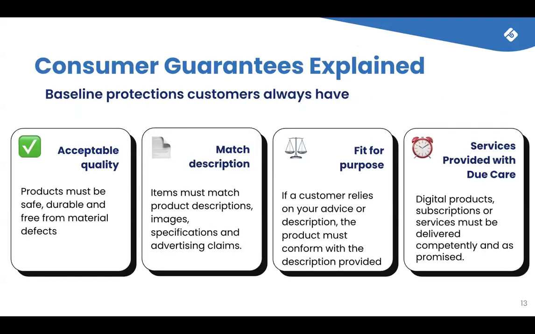Next slide, please. So what are these consumer guarantees? First, acceptable quality. Goods must be of acceptable quality, meaning they must be safe, durable, and free from material defects. This is assessed objectively, taking into account the description and the nature of the products or the goods you sell.